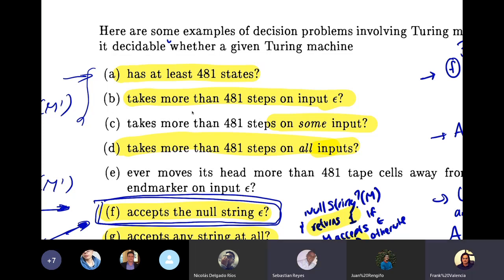Yeah, that works. But what the problem is the other. If this guy says yes, this guy cannot say yes, because this guy says, okay, there is some input that takes more than 481, but I do not know which one. So from that, I cannot conclude this one.